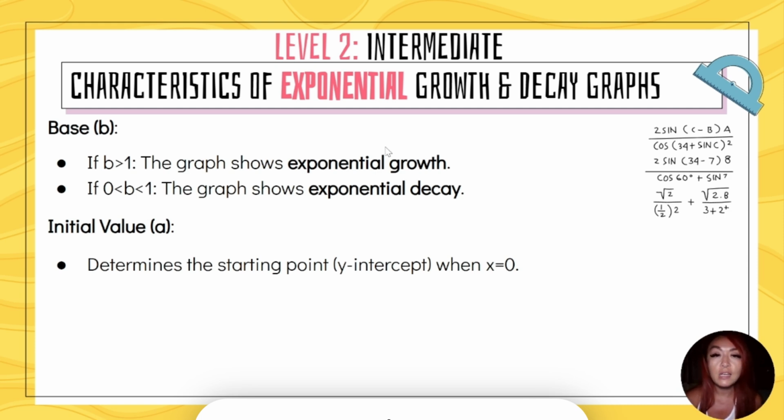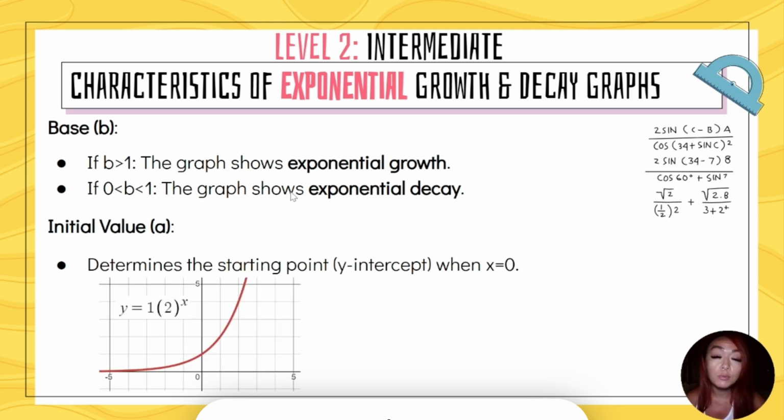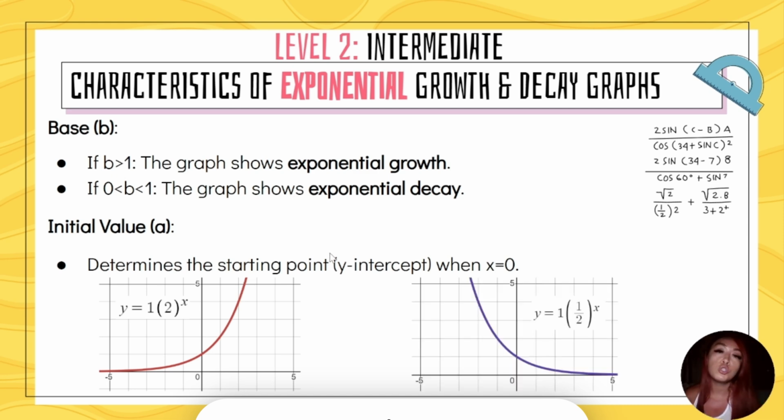So now let's take a look at more characteristics of exponential growth and exponential decay graphs. When b is greater than 1, the graph shows exponential growth. When b is between 0 and 1, the graph shows exponential decay. So you should remember this from the previous lesson. When we looked at those exponential growth and exponential decay word problems, it's the same concept here.